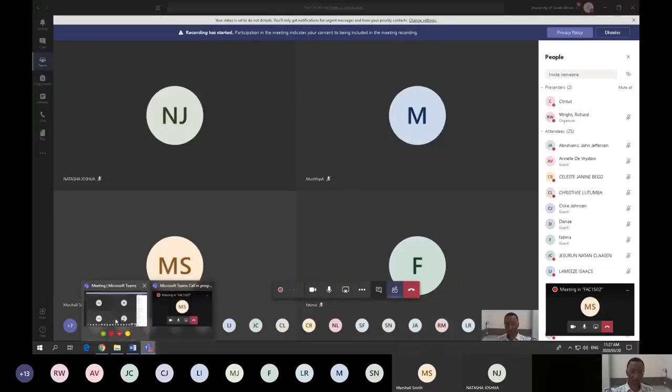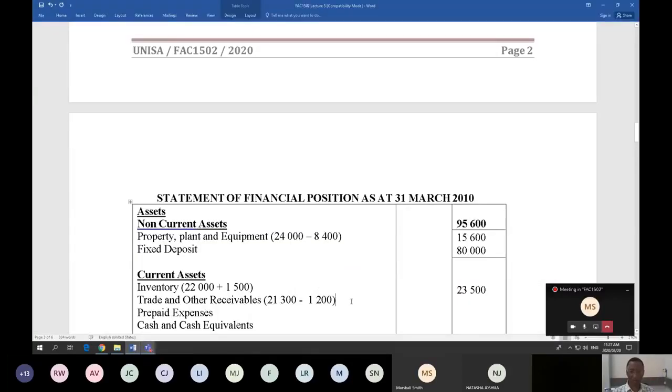So back to the question that we are doing. You will have trade and other receivables will be the 21,300 from debtors minus 1,200 Rand from your allowance for credit losses, plus there was 800 Rand of accrued income. And that will give you trade and other receivables of 20,900 Rand. 20,900, and that is your trade receivables.